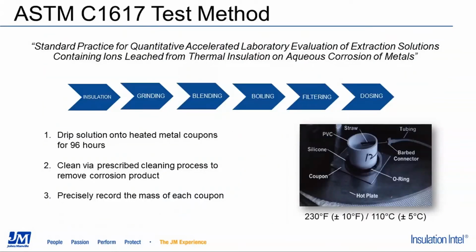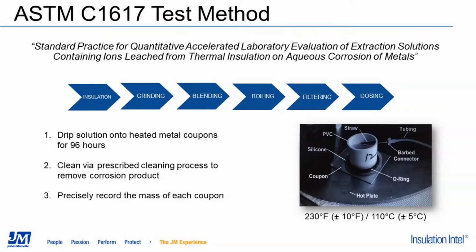So as I previously mentioned, the way that these installations were tested was using the ASTM C1617 test method. For anyone not familiar with that test method, ASTM C1617 is a standard method in the industrial insulation industry used to predict the relative mass loss corrosion rate of a material's leachable content. So first, the insulation is ground and then blended with water, and then it's set to boil to remove all of the leachables. The insulation is then filtered out, and then that leachate is dosed for 96 hours onto a carbon steel coupon that is heated to approximately 230 degrees Fahrenheit.